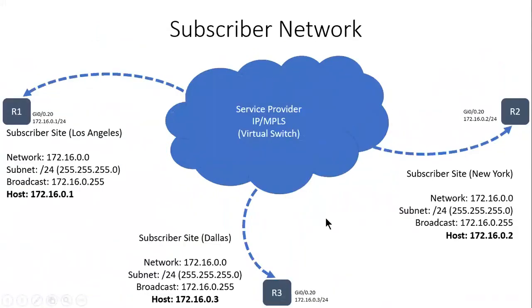So each of these customer sites are connected to different provider edges in a geographically dispersed fashion, one in Los Angeles, one in New York, one in Dallas. Yet through the use of VPLS, from the subscriber's perspective, all of their sites are plugged into a single switch or are part of one Ethernet segment or within a single broadcast domain. So again, the service provider, their IP MPLS backbone is emulating that virtual switch for the subscriber sites.